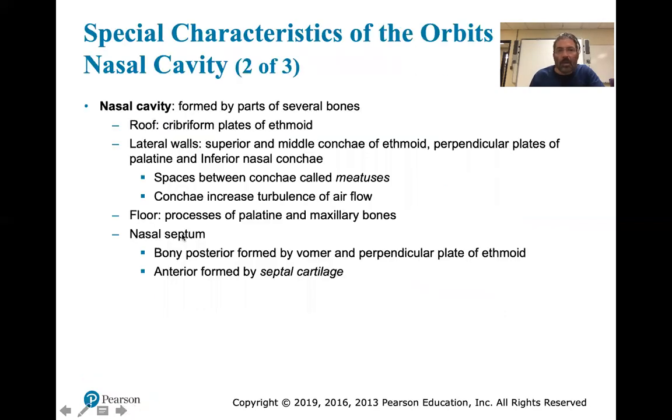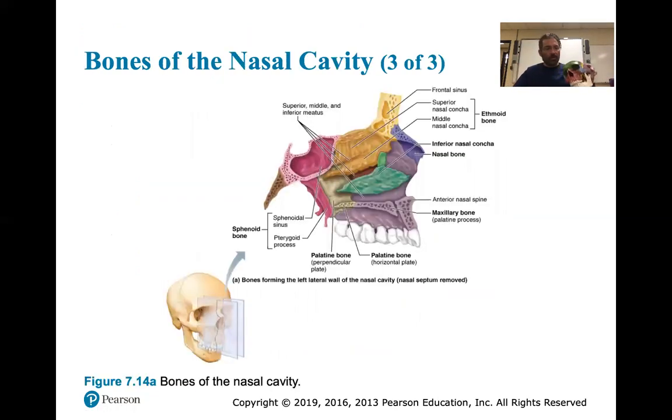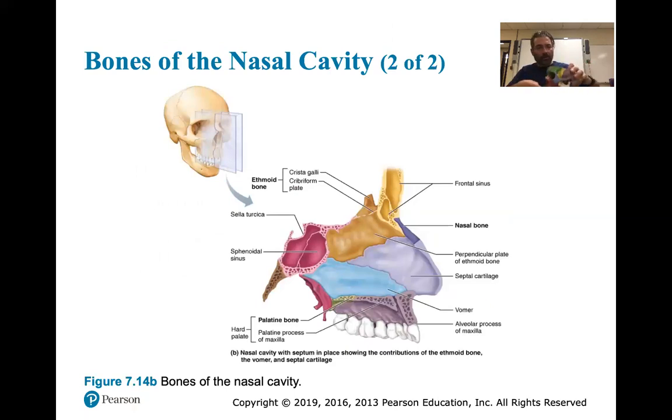The nasal cavity is formed by parts of several bones. So when you're looking at the nasal cavity in here, posterior, what is the roof, the portion? Well, there's the nose. So if I were to go in through here, I'm up against something up in here.